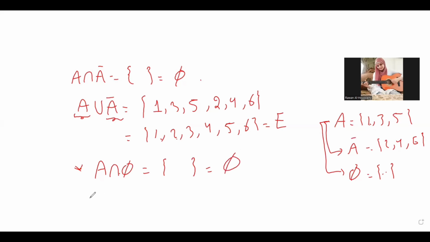Now we need A union the set phi. It means that we have to take all the elements of A and all the elements of phi. All the elements of A are 1, 3, and 5. For phi, we have no elements, so we shouldn't write anything. So it's equal to 1, 3, 5. So 1, 3, 5 is the same as the set A. That's why we said A union phi is equal to the set A.